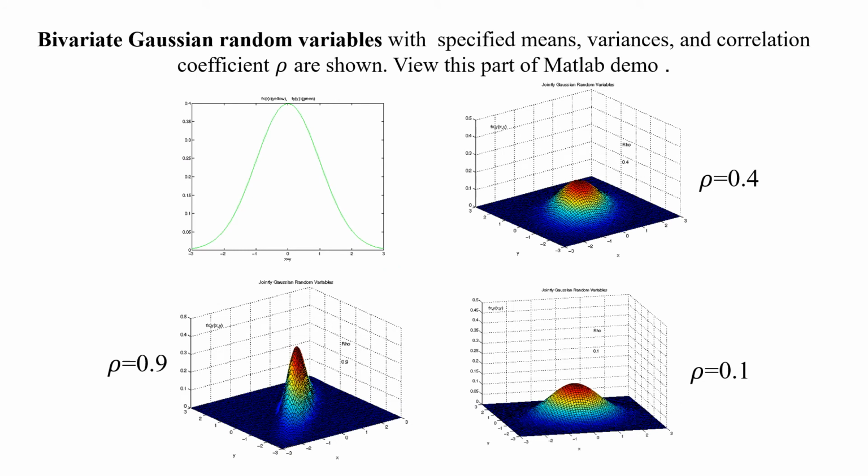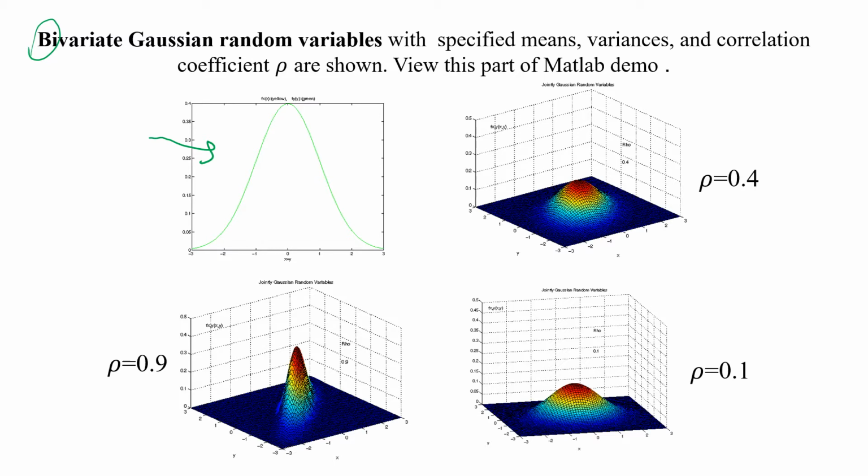So the bivariate, bi means two, the bivariate Gaussian random variable with specific mean, variance, and correlation coefficient is demonstrated here. In the first diagram here, we have the marginal Gaussian distribution, and we can see different examples. These were generated using MATLAB. There's a MATLAB demo about the bivariate Gaussian random variable. I advise you to refer to that and just run it. It's a demo, and then enjoy it.